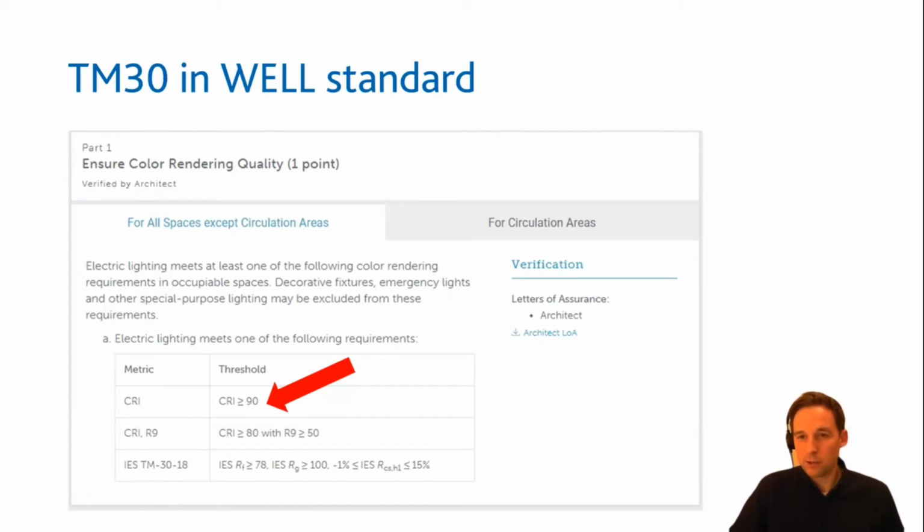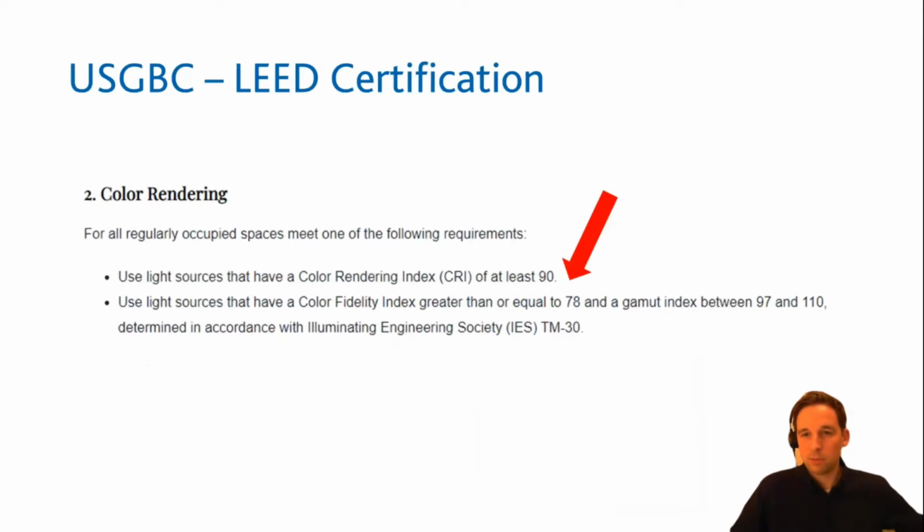When we take a look at USGBC LEED certification, it gets a little bit simpler. Rather than just saying CRI 90, they now have the fidelity index for TM-30 equal to or greater than 78, and a gamut index of between 97 and 110. So they've made it a little bit simpler with the TM-30 data that you need. And that is actually a little bit lower than what we would expect of a CRI 90 source. So how can we take that into consideration?